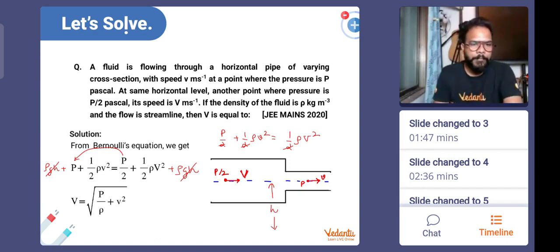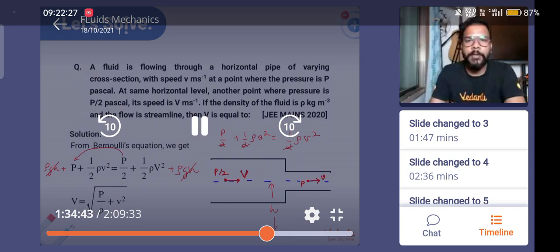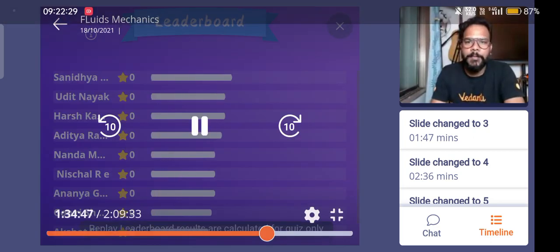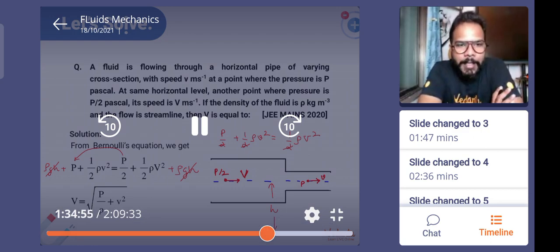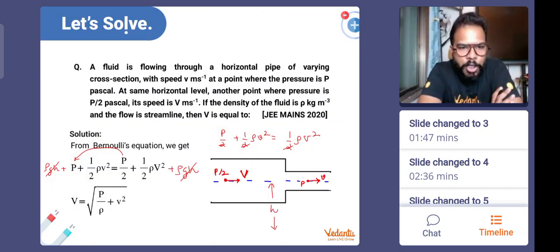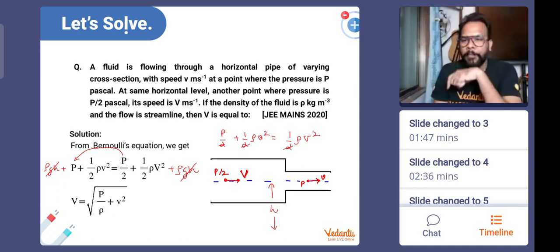That's the answer. Okay, everyone. Surprisingly, we have covered like 63 slides today, though it had like 5-6 slides of the Vedanta results, but we have done a good job. Congratulations to you guys who are there in the leaderboard: Sanidhya, Udit, Harsh, Aditya, Nanda, Nishchal, Ananya, Gauri, Akshat, Daksh, Pradnya, Paridhi, Jebin, Jessica, and Ansh. Congratulations, everyone. So officially the slides are done.